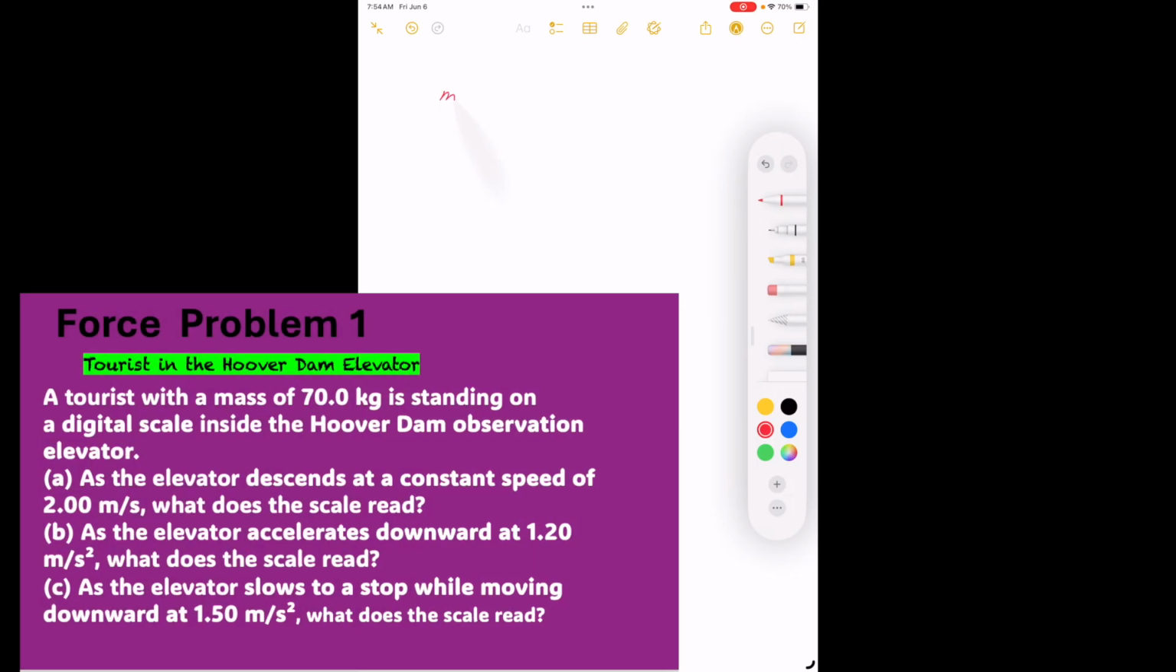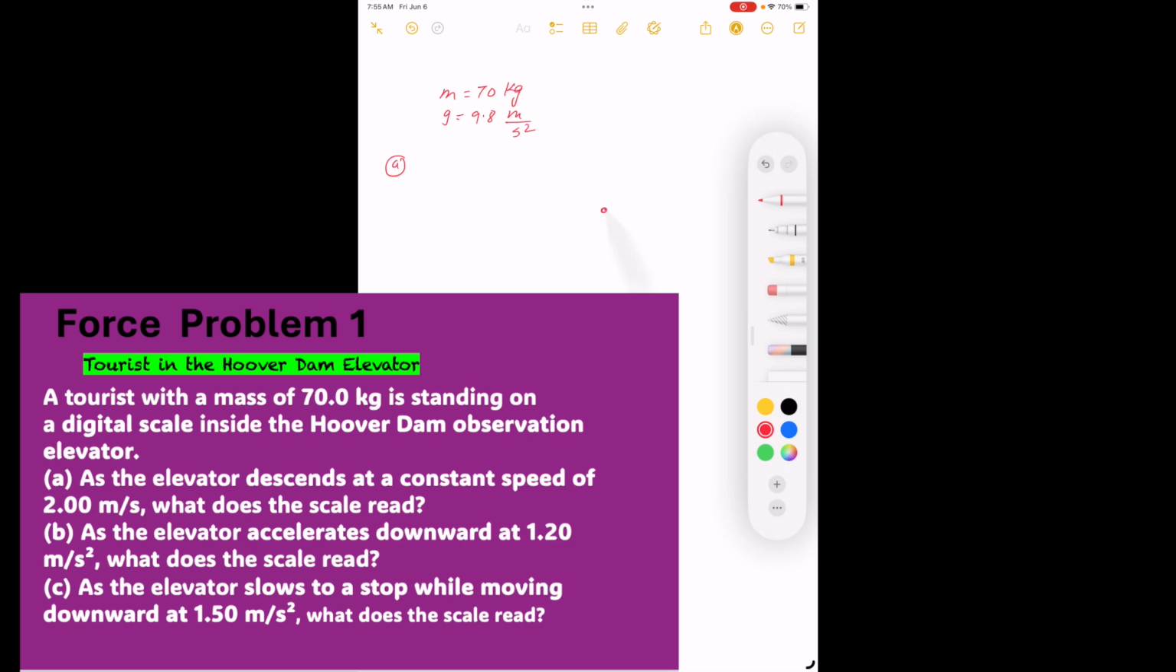The mass of the tourist here is 70 kilograms, and you know the acceleration due to gravity is 9.8 meters per second squared. First of all, we have to find out what the digital scale shows as the weight of that person in the Hoover Dam observation elevator. In number A, the elevator is descending with a constant speed of 2 meters per second. Then we need to find what the scale reads.